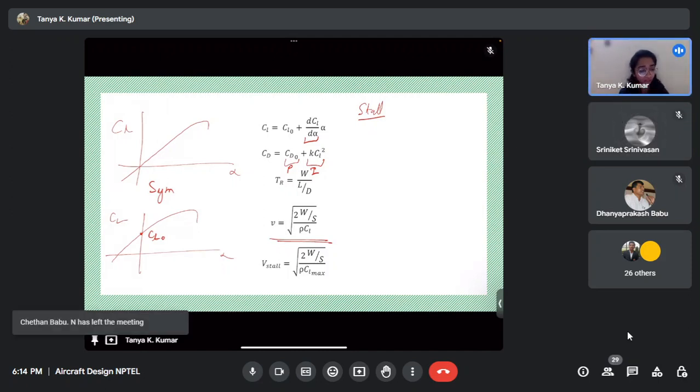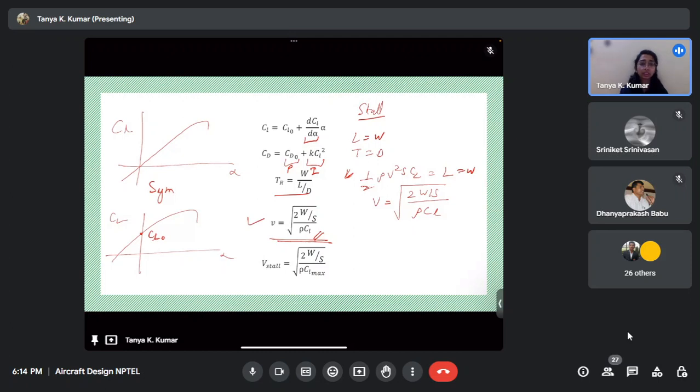If we take lift equals weight, that is the steady level flight. At that flight condition you have thrust equal to drag, and using these equations you found this thrust required and this V. Half rho V squared S CL equals lift, and in this case it equals weight. That's how you got this equation for V: square root of 2W upon S by rho CL. So what is V stall?